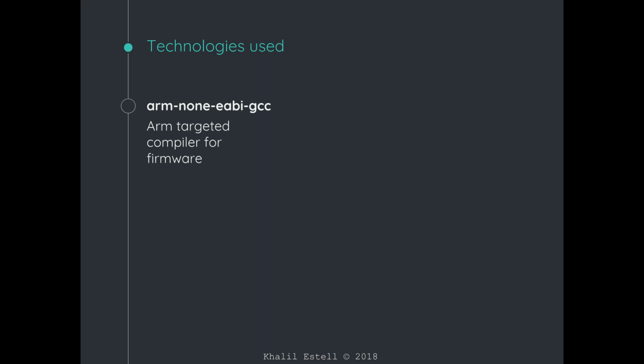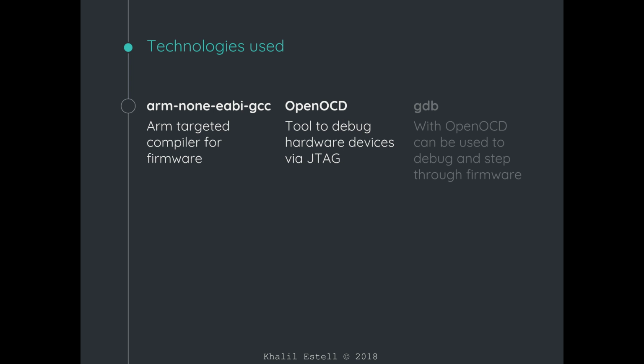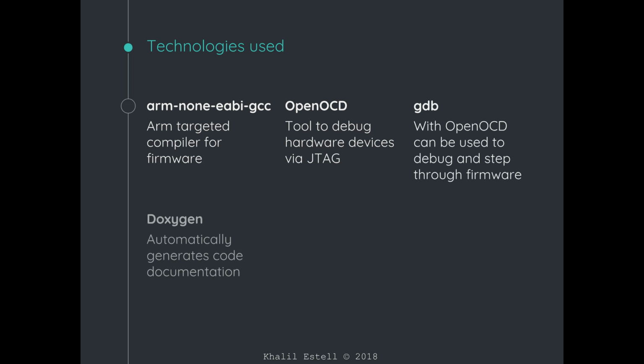Going further, we use the ARM none EABI GCC. None means no architecture, like no operating system. EABI stands for extended application binary interface, and GCC is the compiler. OpenOCD is the open on-chip debugger, and using the Segger EDU chip, you can work with it in order to debug your firmware, step through your code, and all that. GDB is used with OpenOCD to be able to debug and step through your firmware.